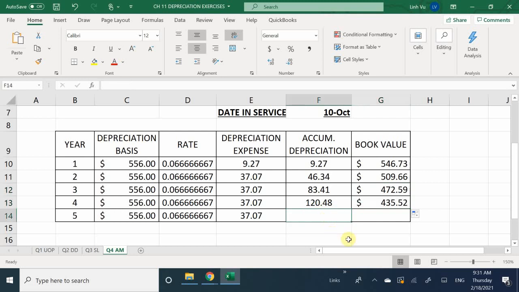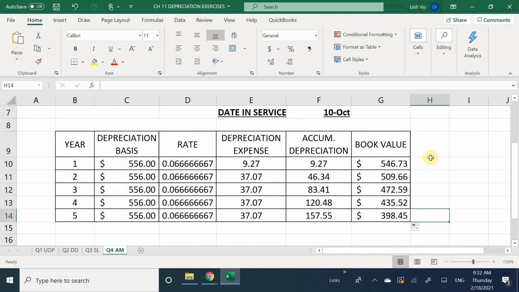And last but not least, I'm not going to have you do all 15 years. So what is the last one? What is going to be the accumulated depreciation for year 5? 157.55, bringing my book value as of year 5 to be 398.45. Good. All right.